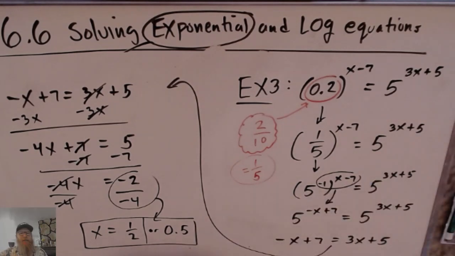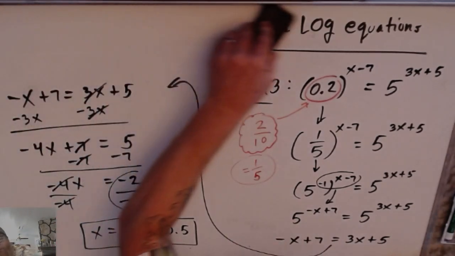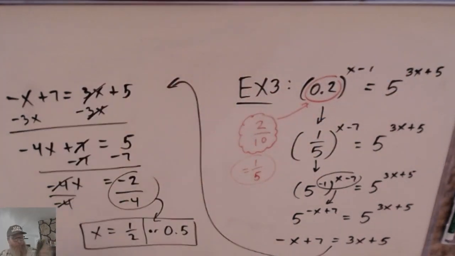So that is the like bases or the same bases property. We can also use this property for natural exponential e.